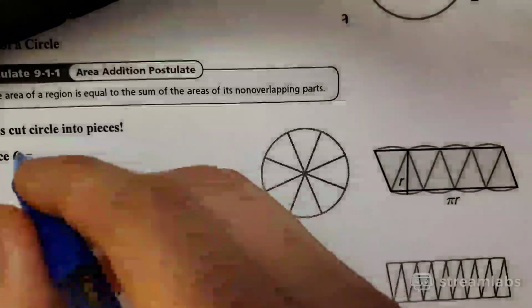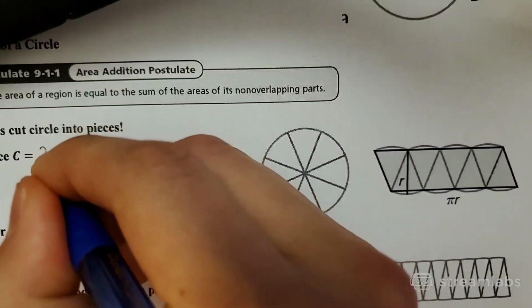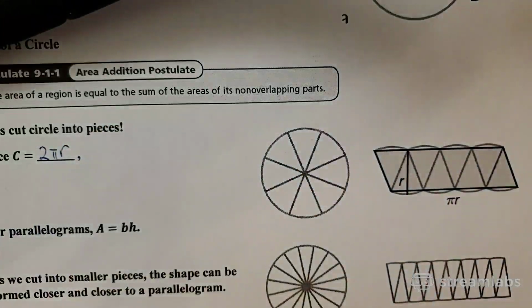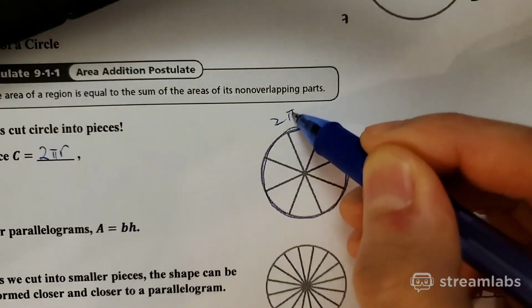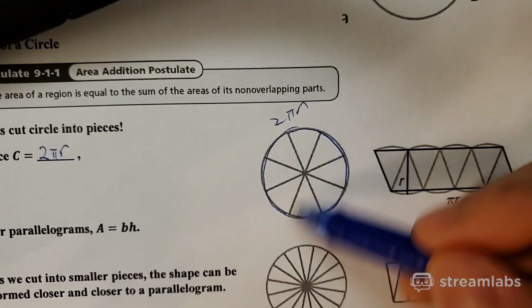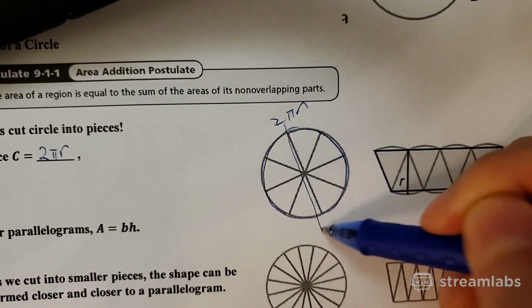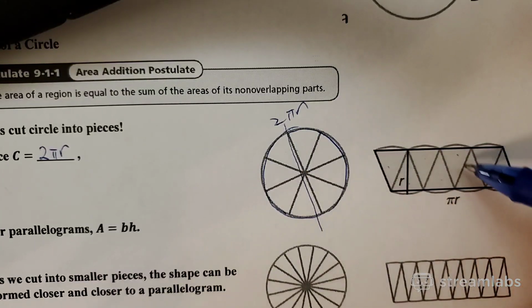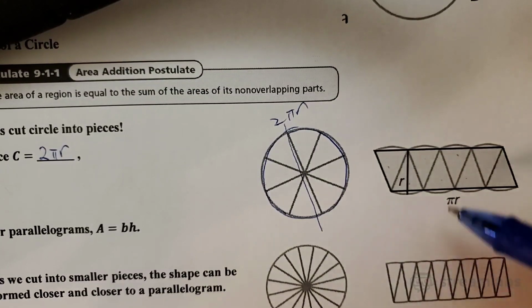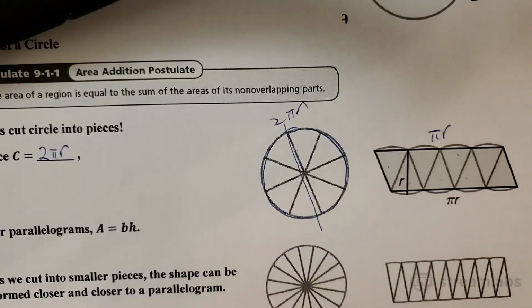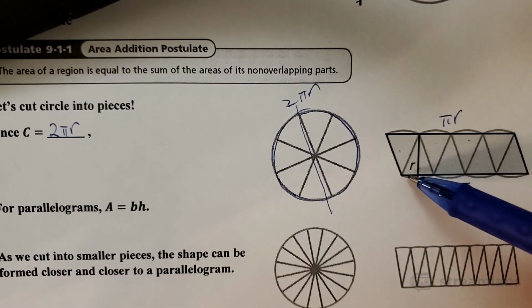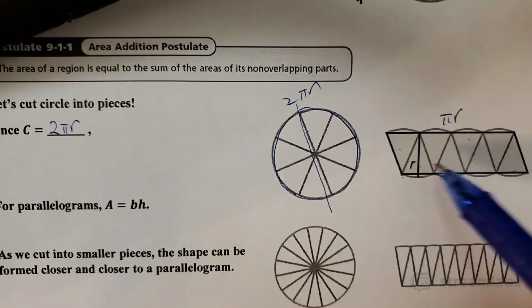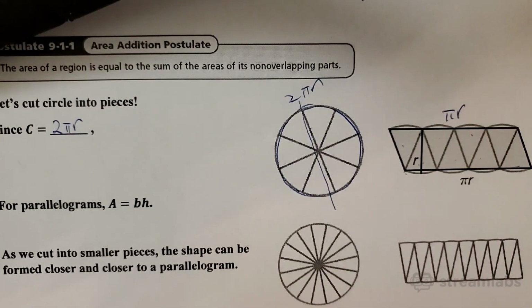Since the circumference is 2 pi r, this portion is 2 pi r, right? So if we cut it into equal pieces, and we cut it in half, then we can stagger them and rearrange them like this. Then I will have pi r on top and bottom, okay? And since this is a parallelogram, the area should approximate this base times this height, right? So keep that in mind.